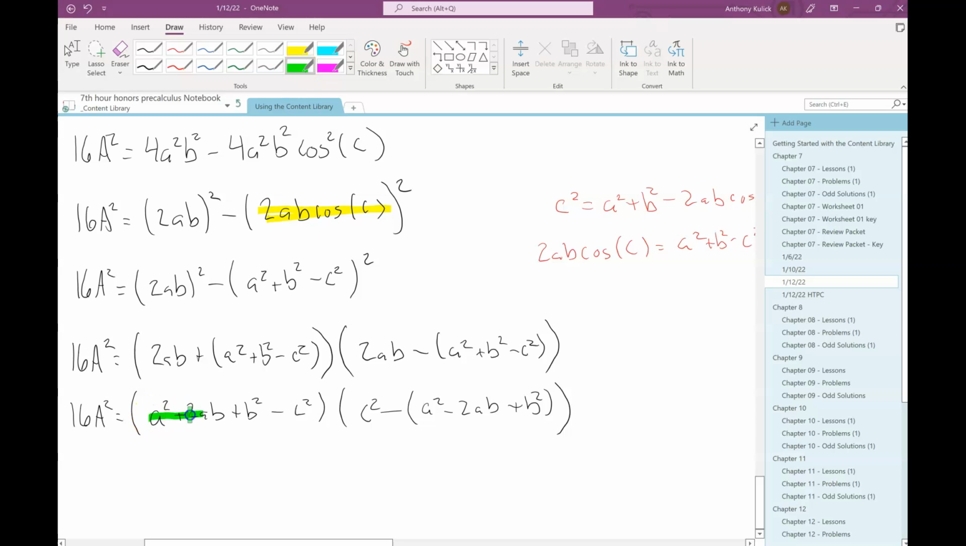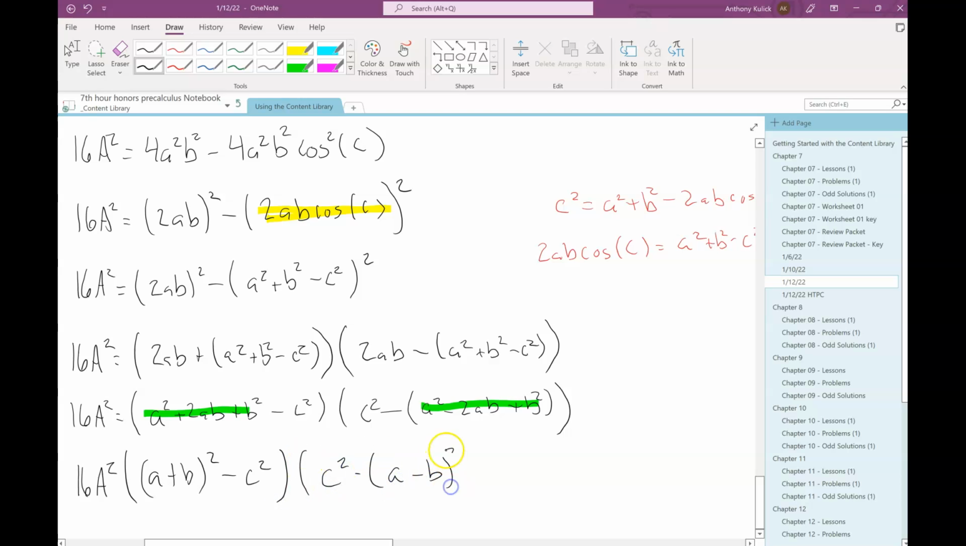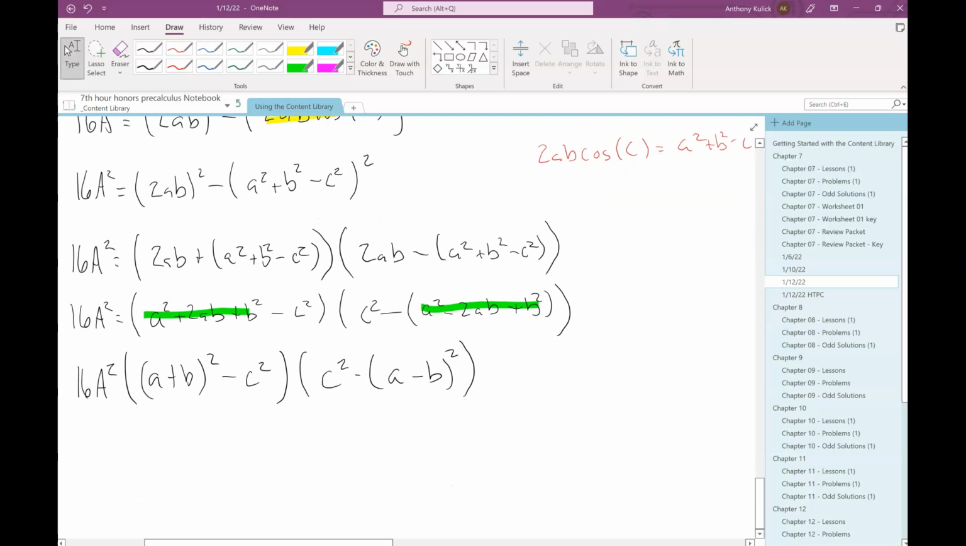The point here, though, is this. Do you guys recognize that? Those are both perfect square polynomials, so I can factor those. So that's going to be a plus b quantity squared, and then I still have my minus c squared, and then c squared minus a minus b quantity squared. Oops, I have an equal sign there that I didn't write. Everybody still going okay?